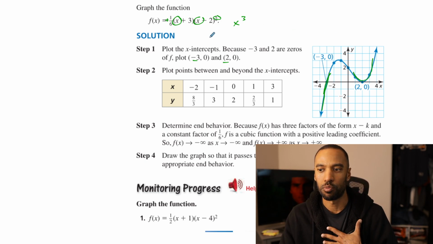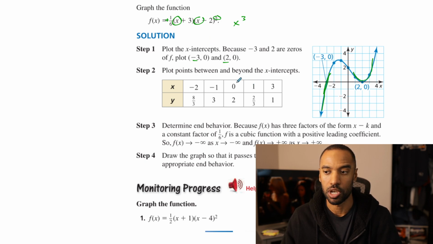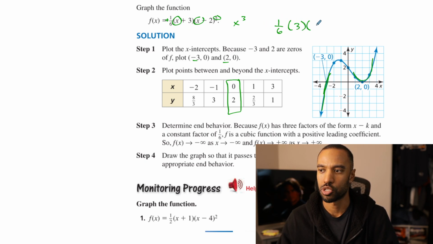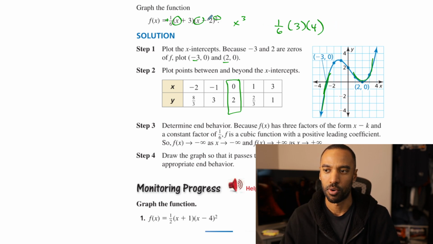Now, the last thing I'd want to point out is the y-intercept. So I will find one value for you, plug in 0 and see what you get out. And you plug in 0 really easily. It's 1/6 times 3 times -2 squared, or 4. 3 times 4 is 12. 12 divided by 6 is 2.